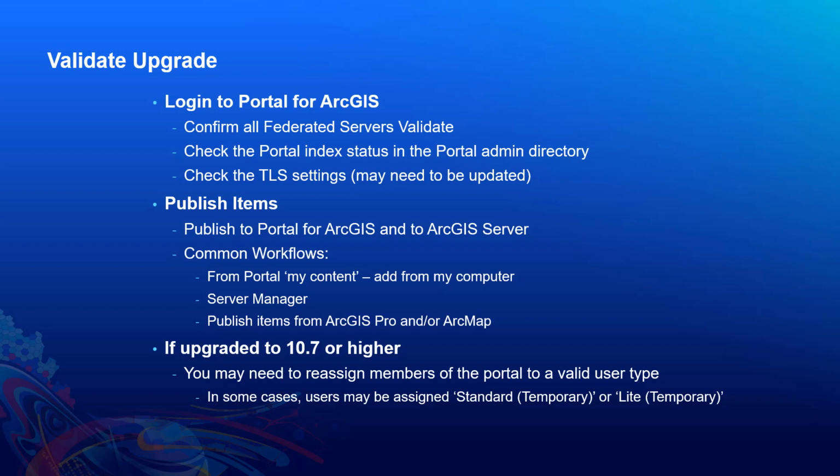Next step is to publish items to your portal. Add content to the portal. This can be a shapefile or CSV. You just want to confirm you can publish items in Portal and the hosting server. Also, publish items using your common workflows, such as Portal Manager, or publish with ArcGIS Pro and/or ArcMap. Also, if you upgrade to 10.7 or higher, you may need to reassign members who have been assigned a temporary user type to a valid user type.